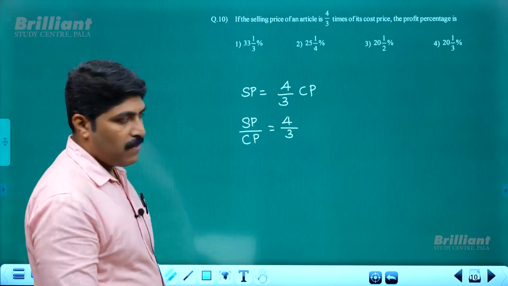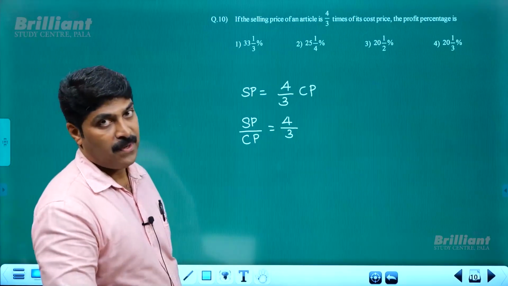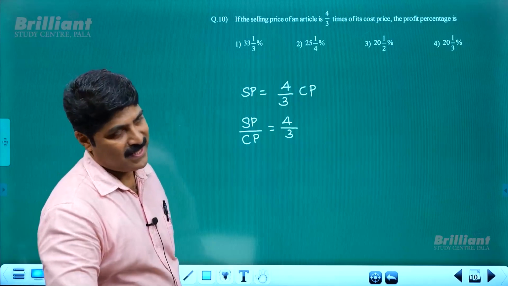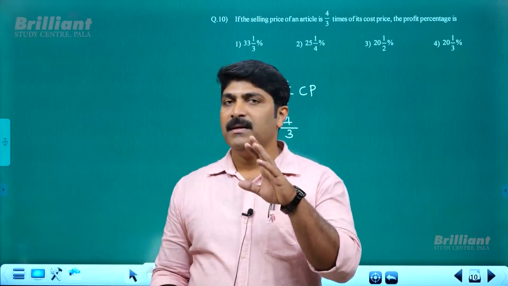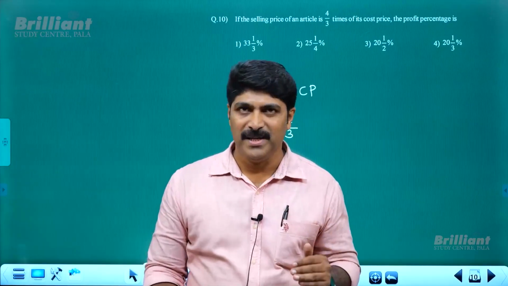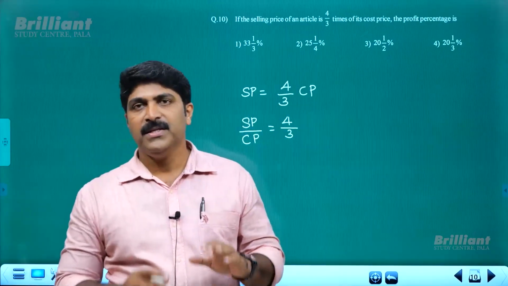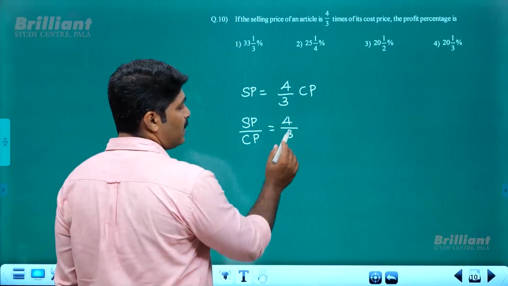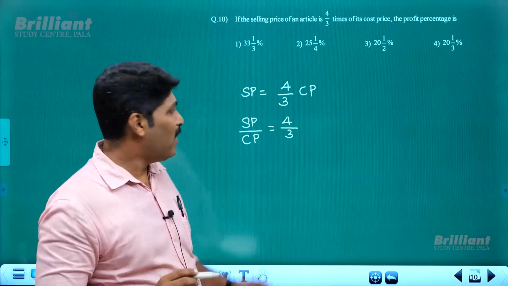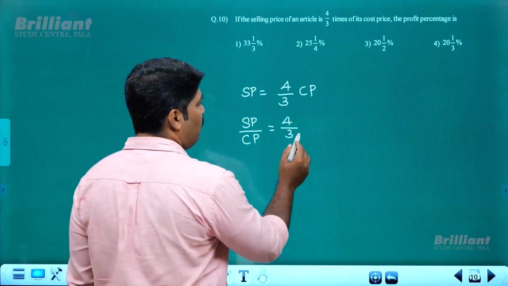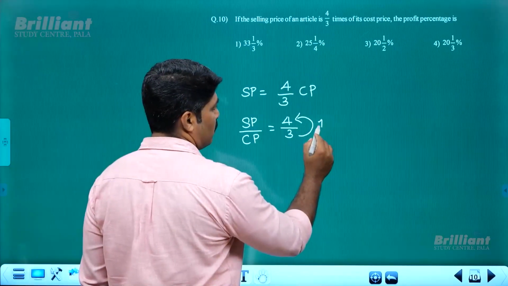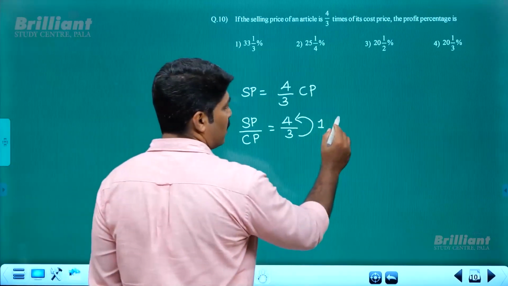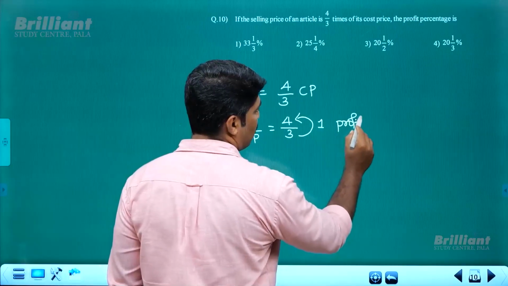Keep it in your mind that the denominator is always the cost price, because if you need to find the profit or loss percentage, in all situations we keep the denominator, or the base of the operation, as cost price. That means profit or loss percentage is purely based on cost price. So here the cost price is 3 and the selling price is 4. We have to consider it like this. So obviously, what is the profit here? That is 1. That's a simple way of approaching this question. So this is profit.